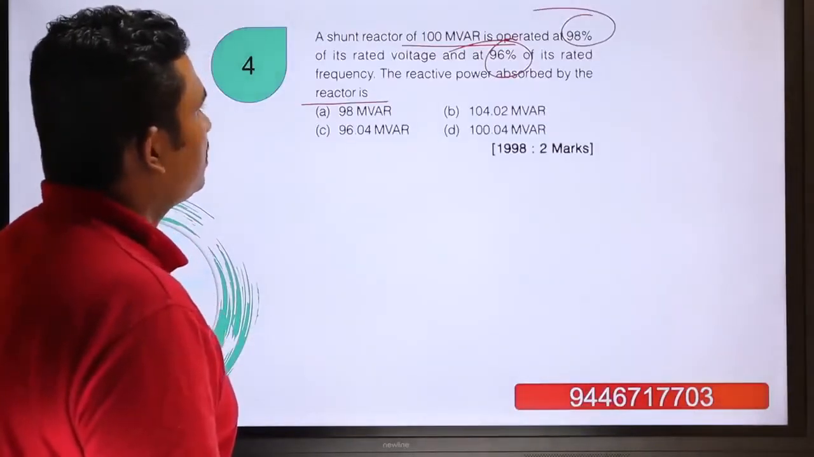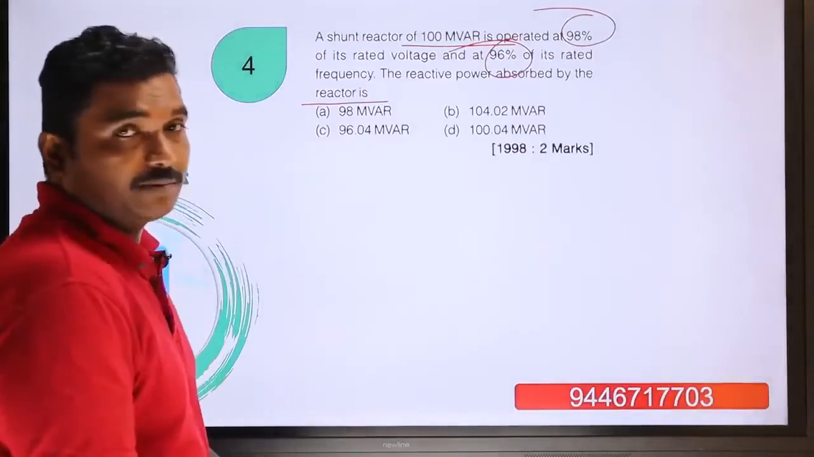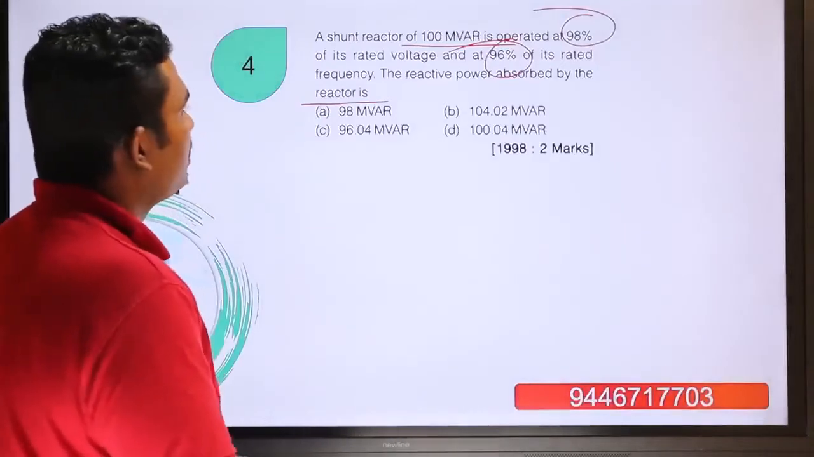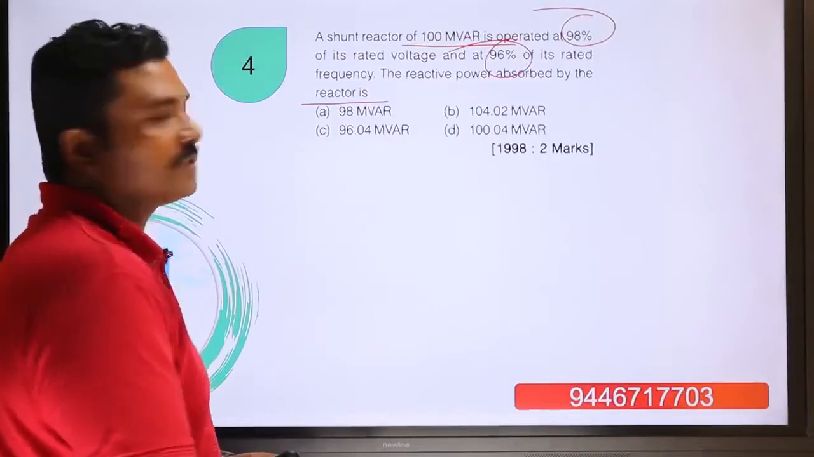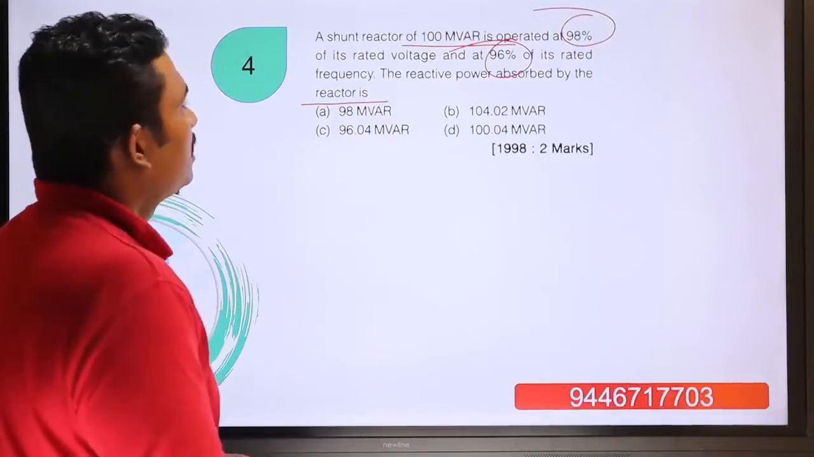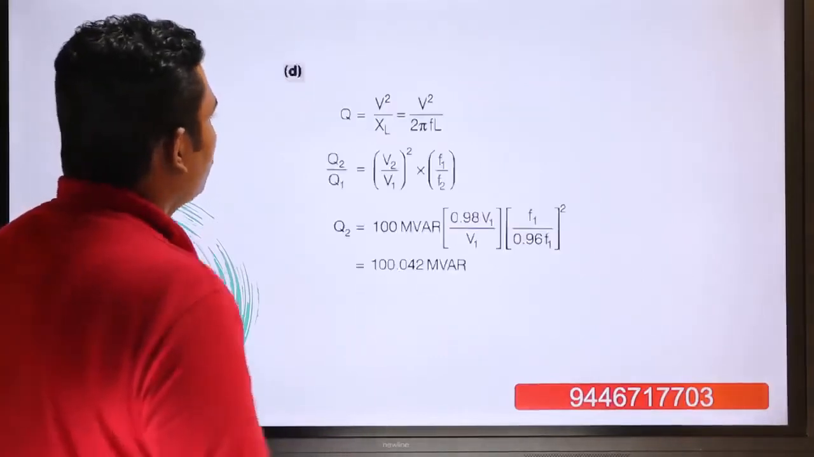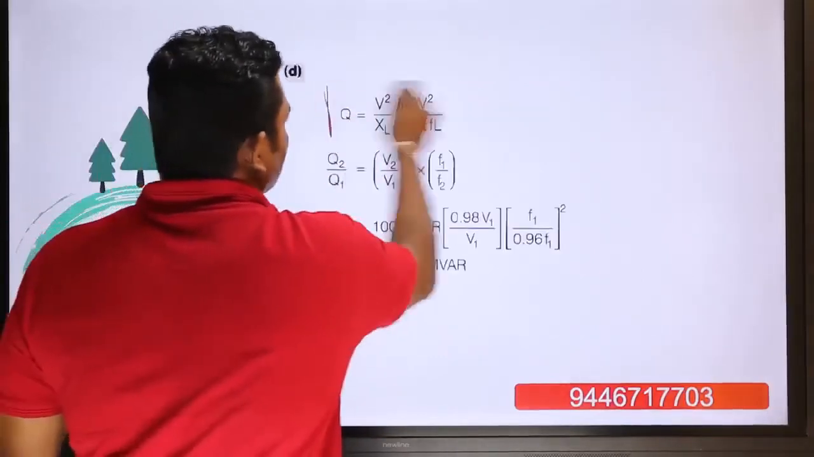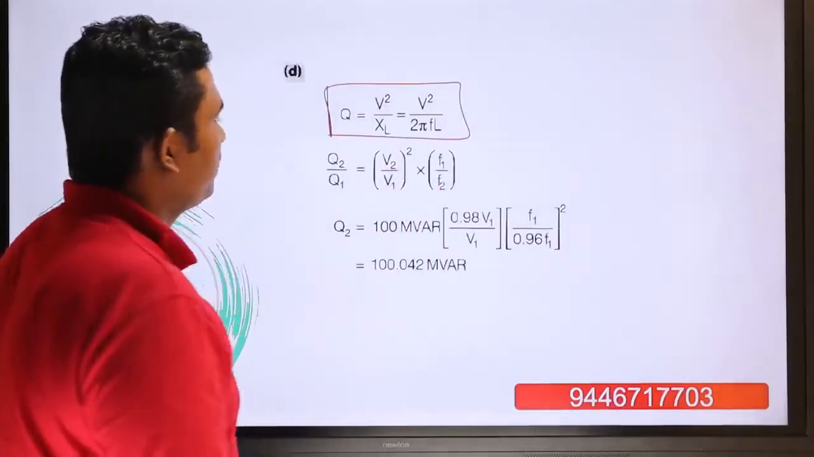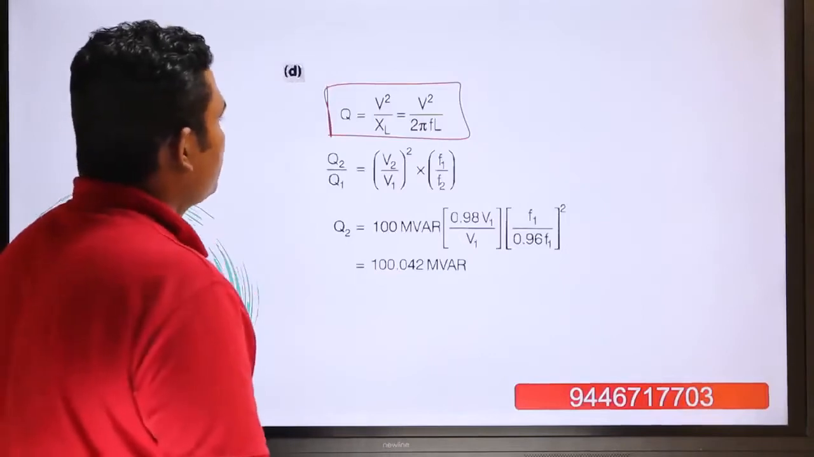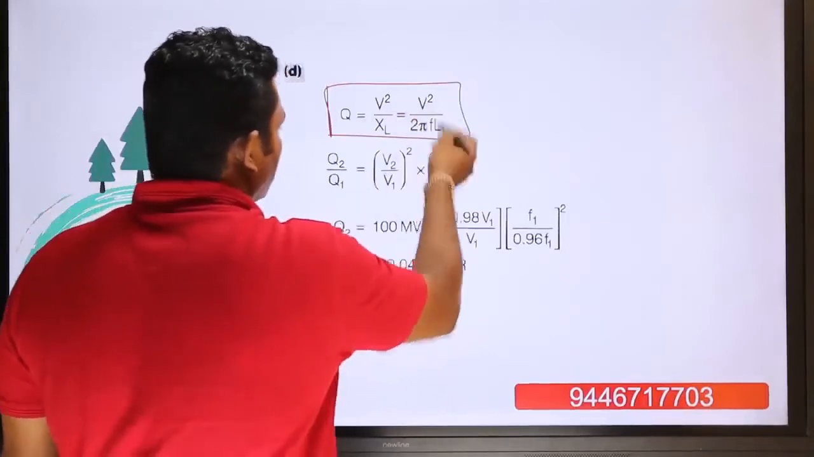The voltage is not decreased by 98%. It is operating at 98% of its rated voltage and at 96% of its rated frequency. Now we have to find the reactive power absorbed by the reactor. So what is Q? Q is equal to V square divided by XL, which we already know, or V square divided by 2 pi F L. So F is inversely proportional to Q and V squared is directly proportional to Q.